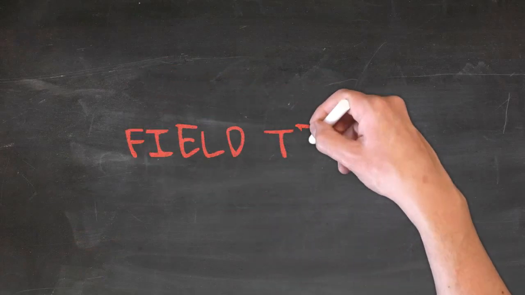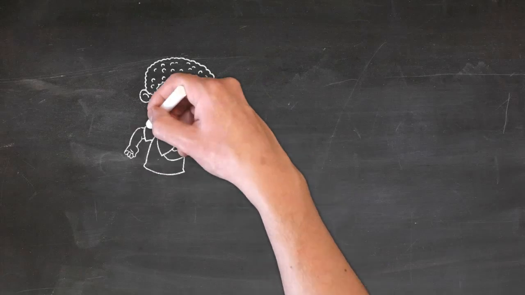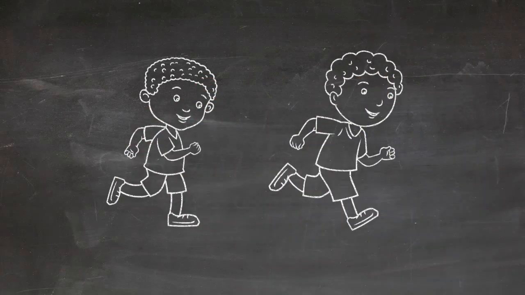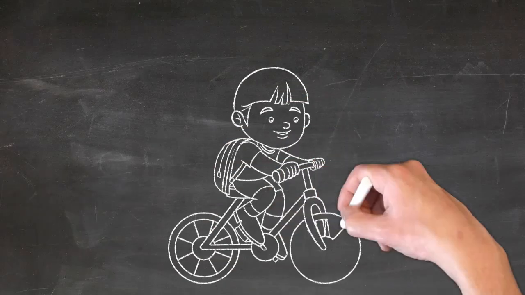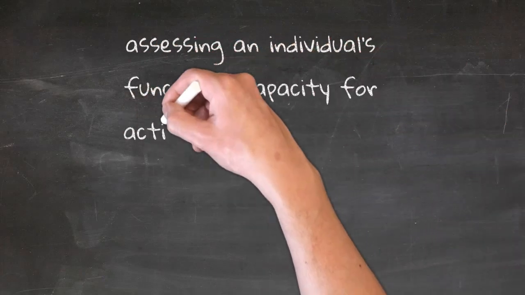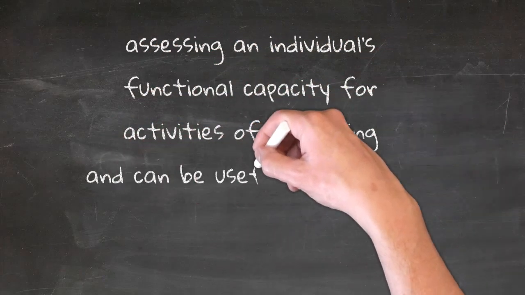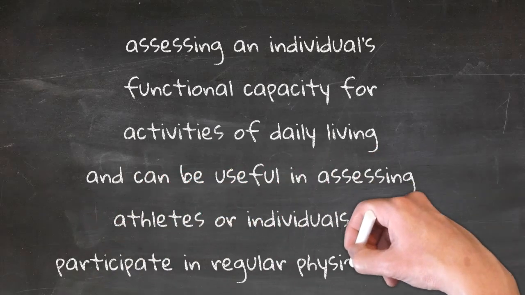The most common method of assessing cardiovascular physical fitness are field tests. Field tests are physical tests that measure cardiovascular fitness outside of a laboratory setting. These tests can include running, walking, or cycling, and typically involve a set distance or time frame. Field tests are useful for assessing an individual's functional capacity for activities of daily living and can be useful in assessing athletes or individuals who participate in regular physical activity.